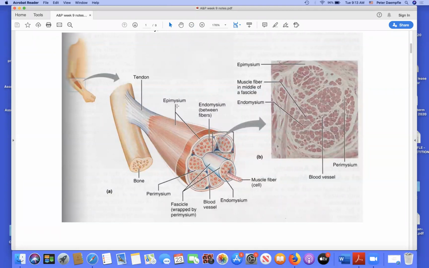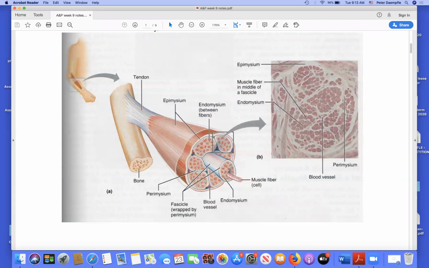Epi means around, right? And that connects to a tendon. A tendon is an indirect connection of the muscle to the bone. Okay, so the epimysium. Got to know the word epimysium. So circle that, got to know it. Then what does it surround? The entire muscle. So here's the whole muscle.